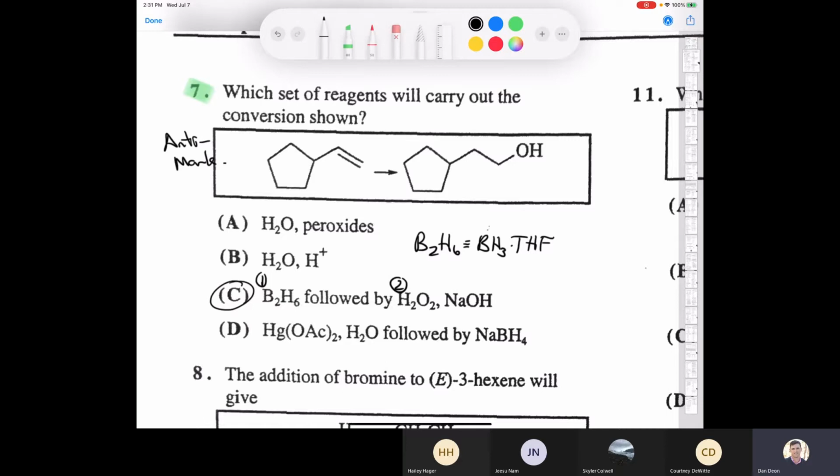So this is just anti-Markovnikov addition of water across a double bond. B and D are both Markovnikov. B is Markovnikov with a carbocation rearrangement, and then A is not going to do anything. So there you go. The correct answer is C.